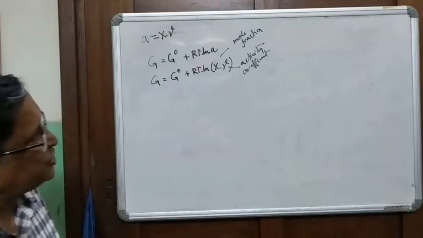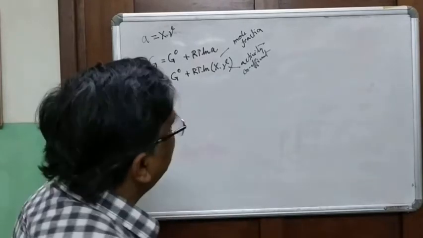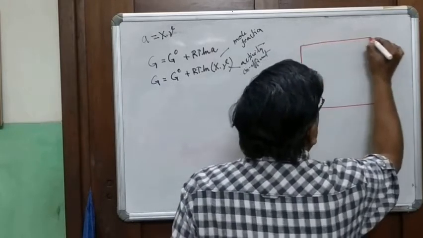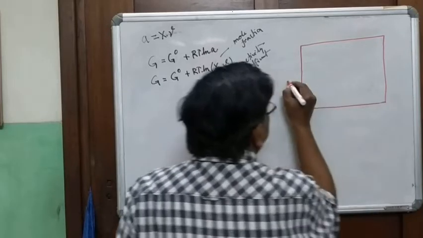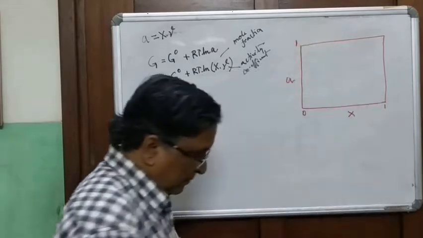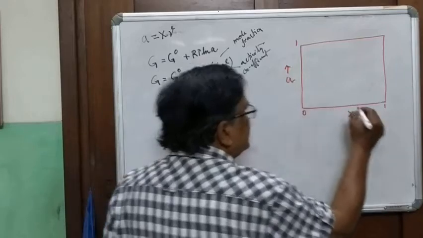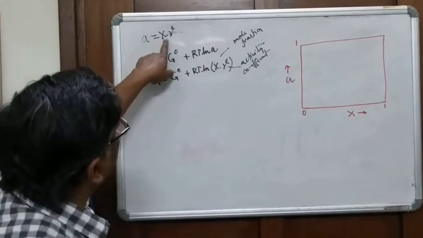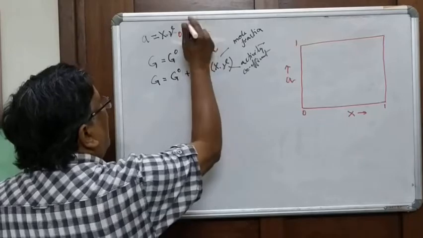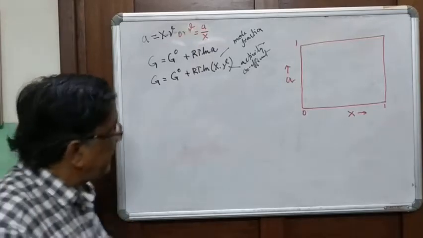Now, if we plot a diagram where this is activity and this is mole fraction, and A is equal to x into gamma, or I am writing it that way because I will use it, gamma is equal to A by x.